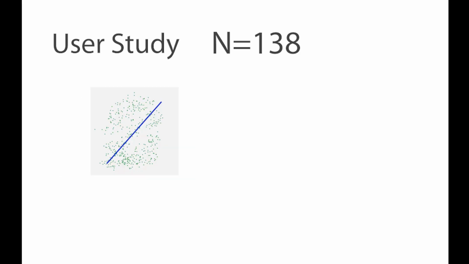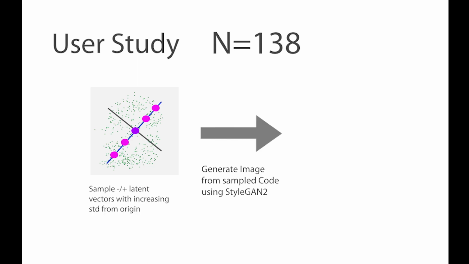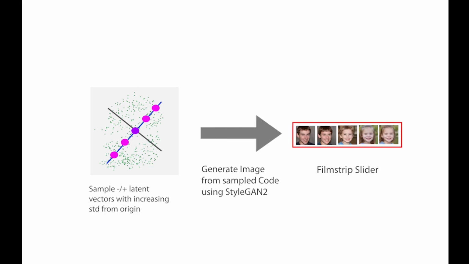For our prototype, we use principal component analysis similar to GANSpace to automatically extract control dimensions. We do this to strike a balance between completely random dimensions on the one hand and fully disentangled dimensions on the other hand. For each control dimension, we then sampled points with different standard deviations from the initial image seed and along the principal axis. We then decoded them using StyleGAN2 and embedded them as preview thumbnails in the film strip slider.